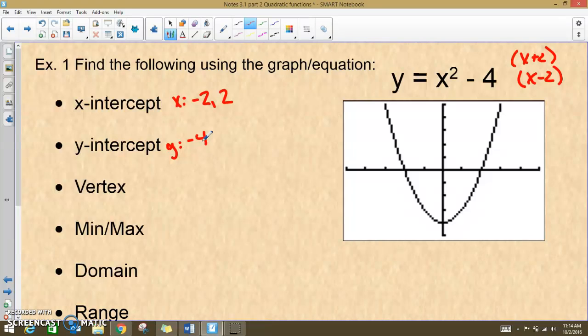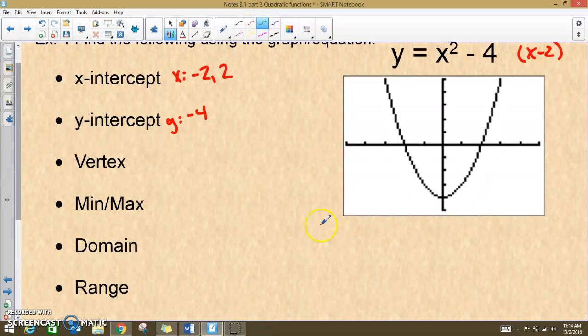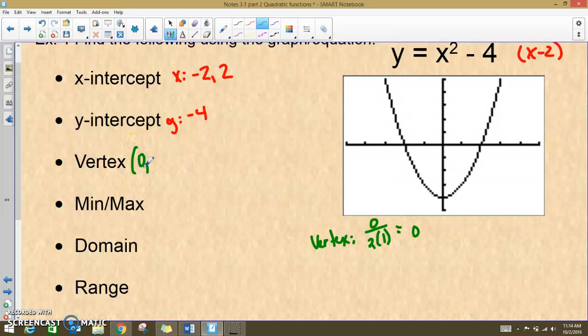Okay, and then next we need to find our vertex, and yes, we can eyeball it pretty nicely from our graph, but let's just go ahead and practice calculating it. Remember, the vertex x coordinate is negative b over 2 times a. Well, there's no x term, so our b value is 0, over 2 times our a value, and 0 divided by anything is 0. So that's going to give me the x coordinate of my vertex. Then to find the y coordinate, I plug my answer of 0 in for the x in that equation and solve. We get an answer of negative 4.